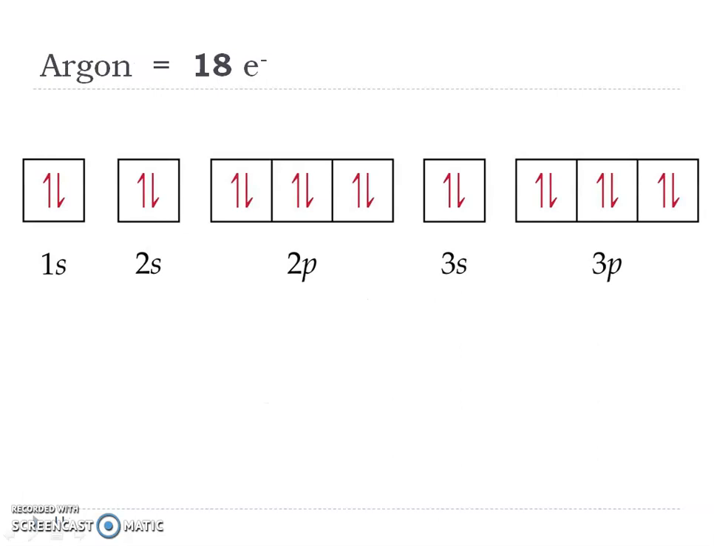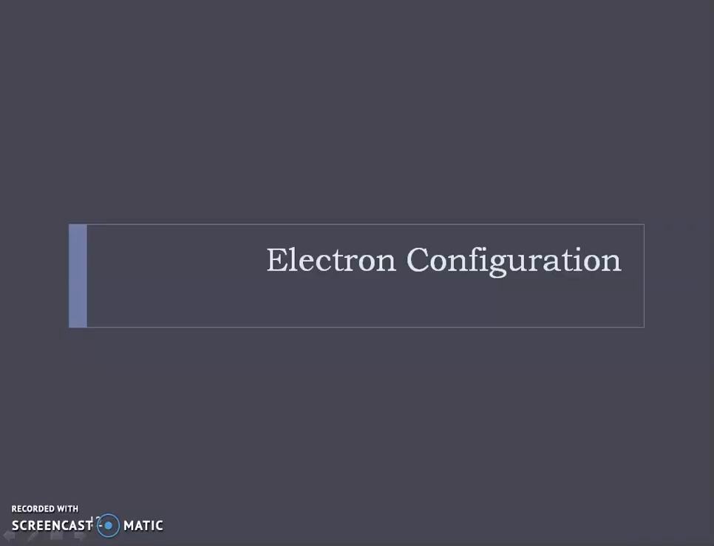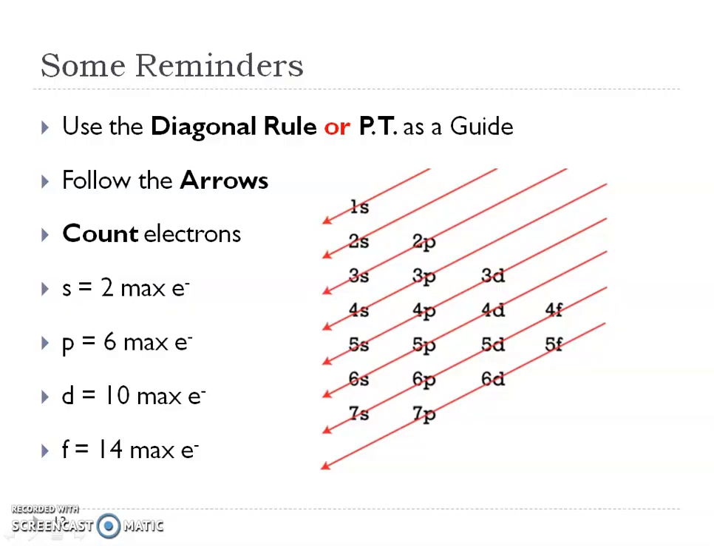How about for argon with 18 electrons? It's a noble gas. It's in group 18, so all of its orbitals should be filled up. And now the electron configuration reminders. So again, you're using your diagonal rule or the periodic table as your guide. You're going to follow those arrows. And remember, you want to count those electrons.